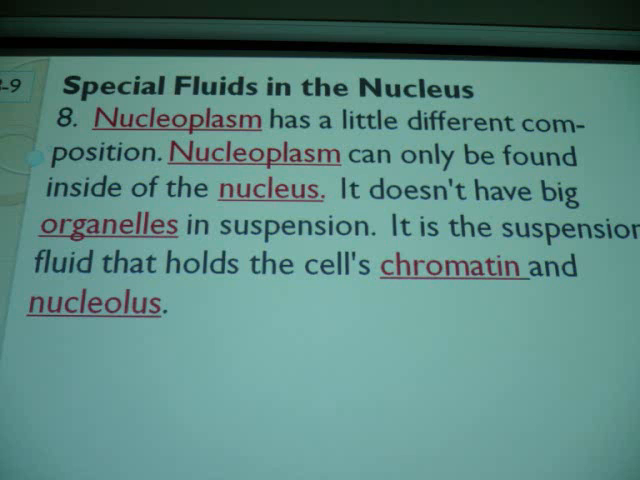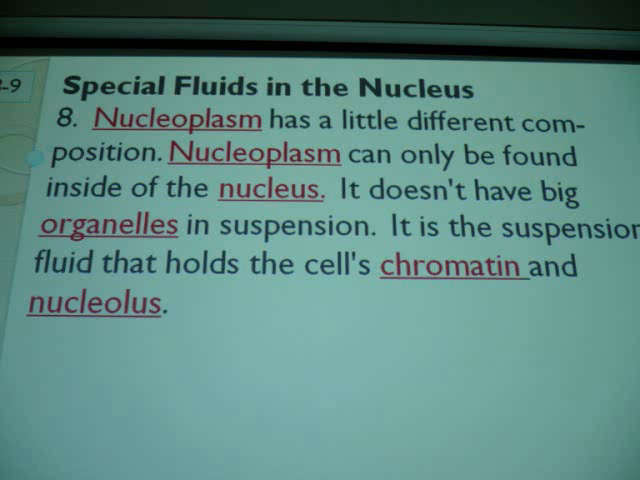Nucleoplasm has a different composition than cytoplasm. And obviously from the word nucleoplasm, you know where it's found. It has no organelles in the suspension. But it does have chromatin, and it has a nucleolus. And even that nucleolus is not inside a membrane. It's just a mass of stuff there.